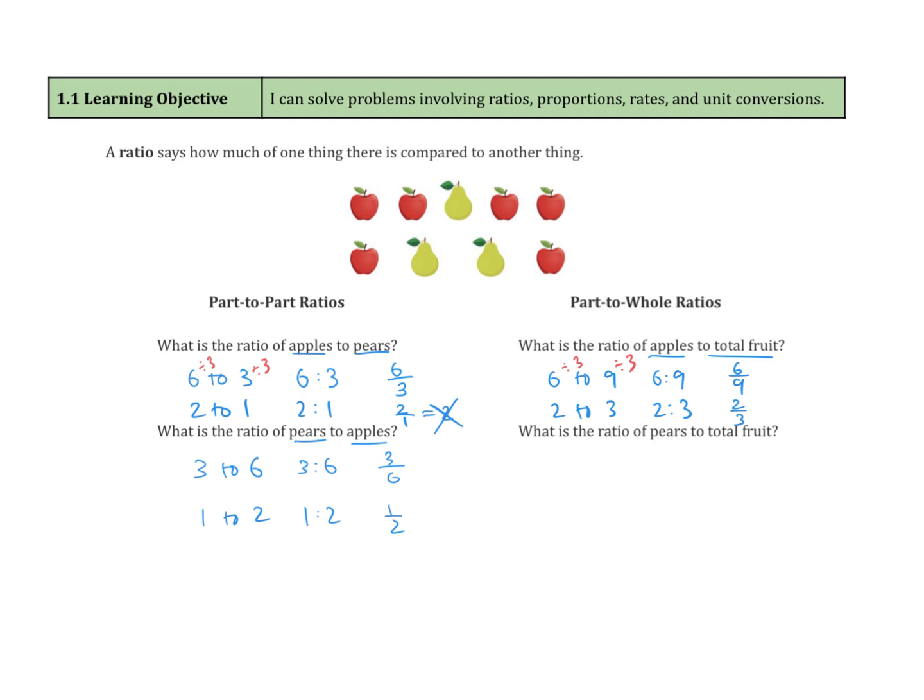Hopefully you had a chance to do that. The ratio of pears to total fruit, there are 3 pears for every 9 pieces of fruit. And all 3 forms. And reducing that by dividing both numbers by 3 gives us 1 to 3.